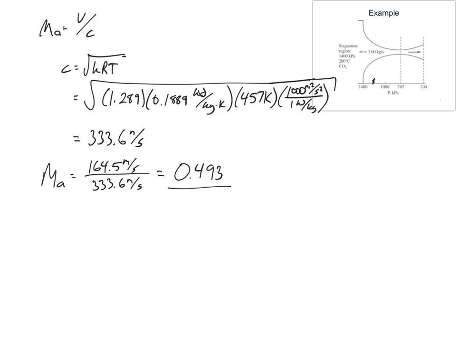So again, going up to our chart, that's 1,200 kilopascals. At this point, the Mach number is less than 1, so we're subsonic. You can continue to do these calcs for the other pressures along our nozzle, and let's see what that comes out to be in table form.